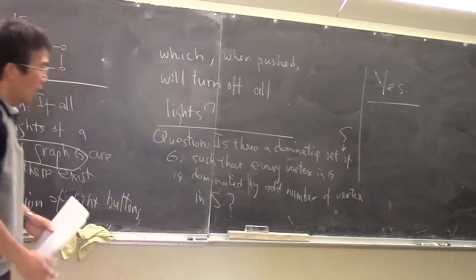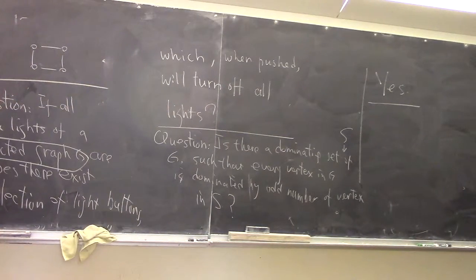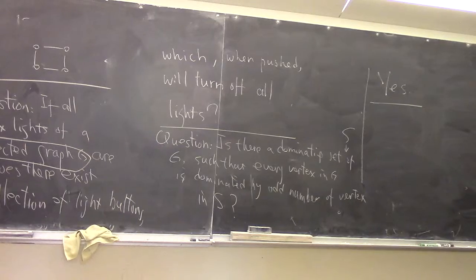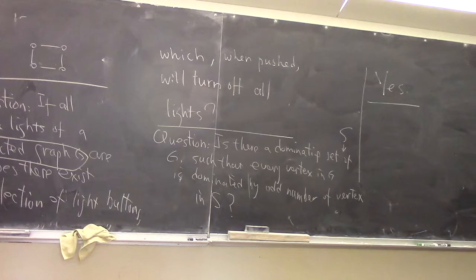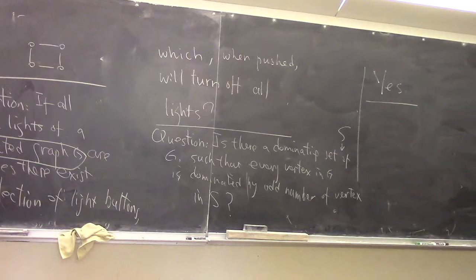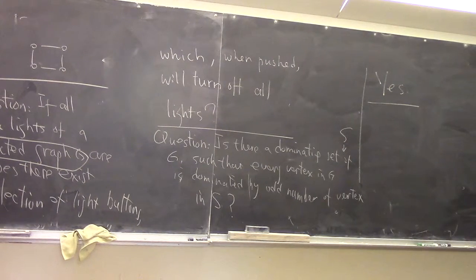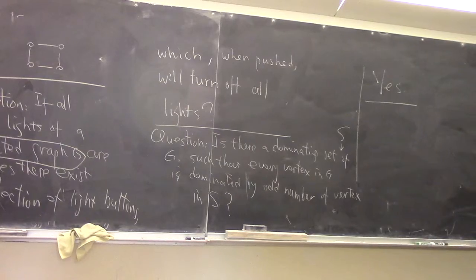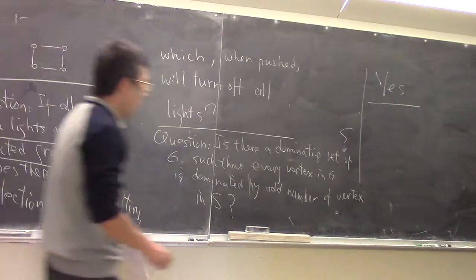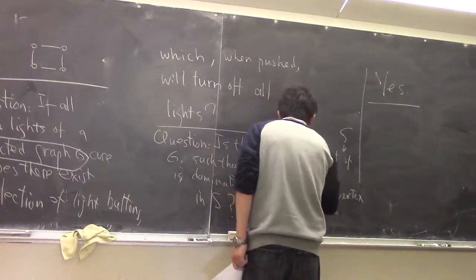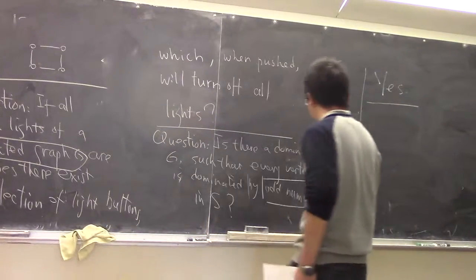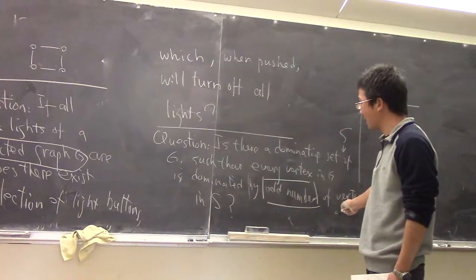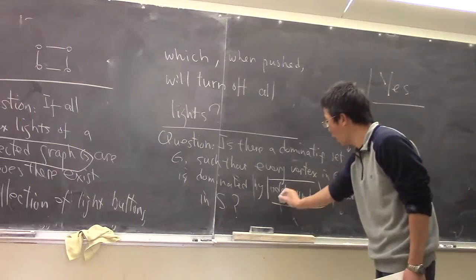Okay, so one way to interpret this problem is we can change this into a dominating set problem. Suppose the question basically asks you whether you will be able to find a dominating set S, such that every vertex in G is going to be dominated by an odd number of the vertices in S, right?